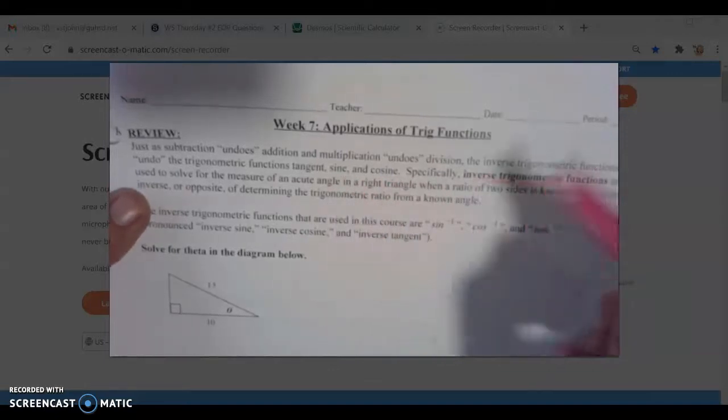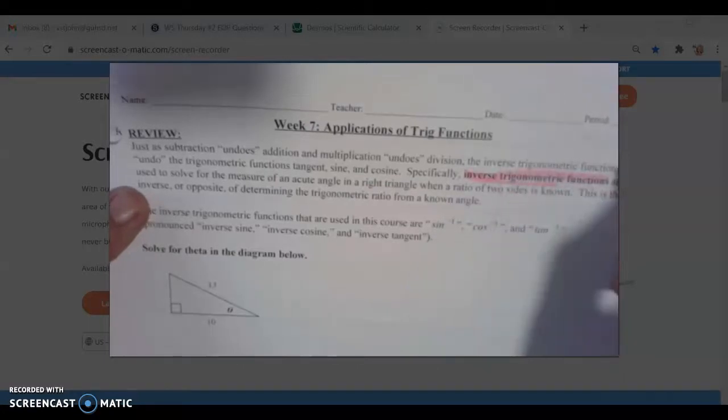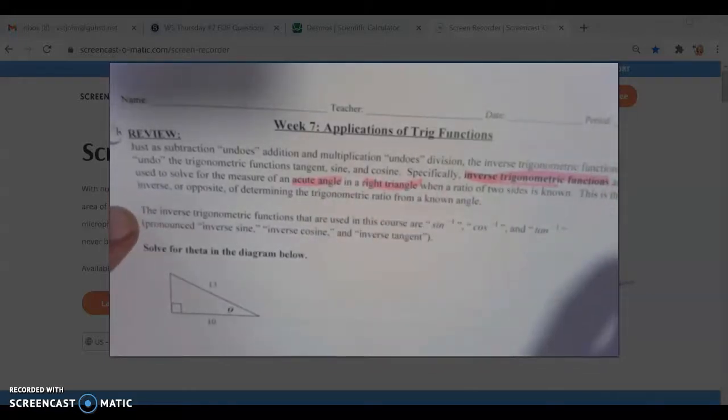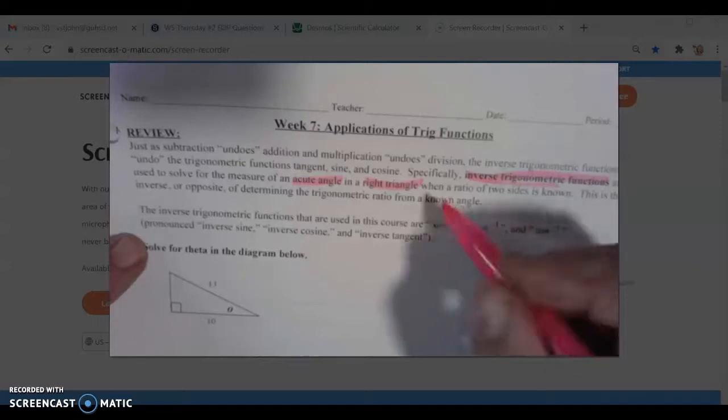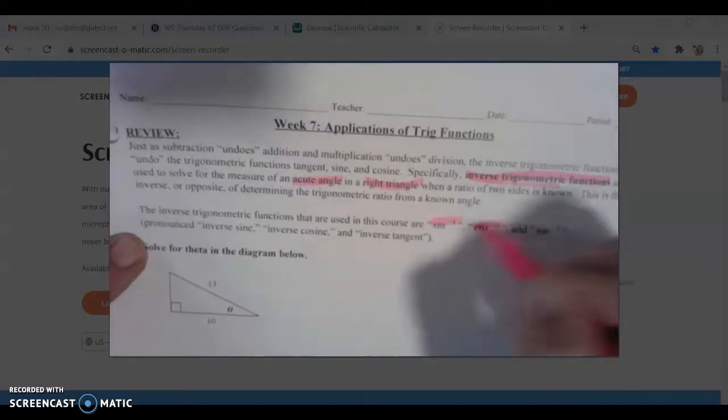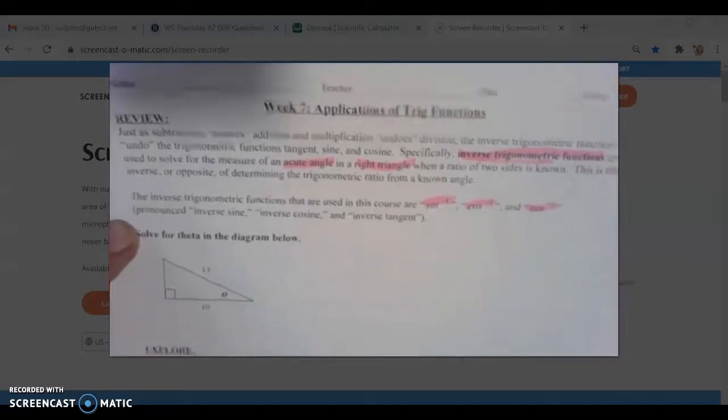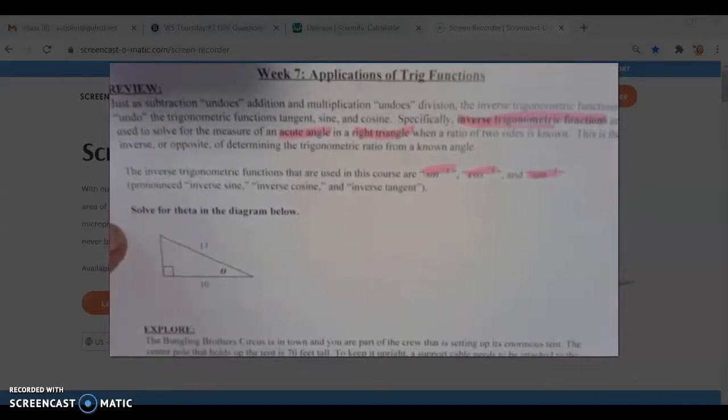Specifically, inverse trig functions are used to solve the measure of an angle of a right triangle when the ratio of two sides is known. This is the inverse or opposite of determining the ratio from a known angle, right? And we're going to use inverse sine, inverse cosine, and inverse tangent. All right, so we're going to solve for theta in this problem.